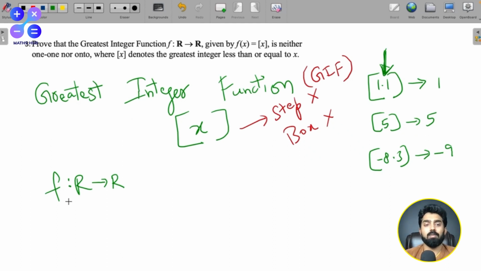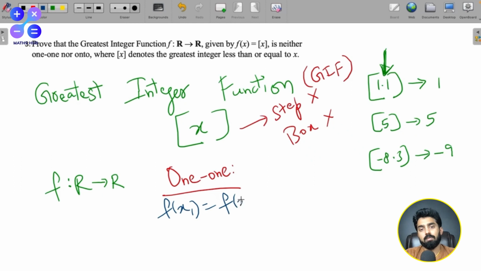Right? Okay, so now we need to prove whether it's 1-to-1, neither 1-to-1 nor onto. Is it 1-to-1? So for 1-to-1, what do we need to prove? For f of x1 equals f of x2, we need to have x1 equals x2, right? So f of x1 would be step of x1. f of x2 would be step of x2.